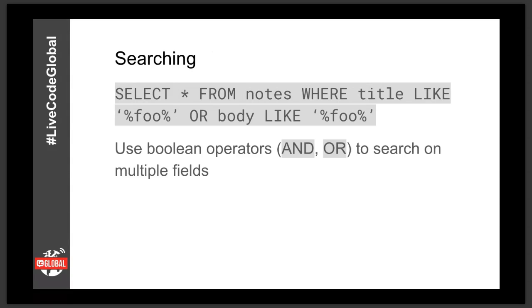And then finally, maybe we don't want to search only on the title, we maybe also want to search the body of a note. So again, we can use select star from notes where title is like foo, but also we can extend it using Boolean operators and or. In this case, we'll use or. Either the title matches foo or the body matches foo. So we can do or body is like percentage foo percentage, where the percentages are wildcards.